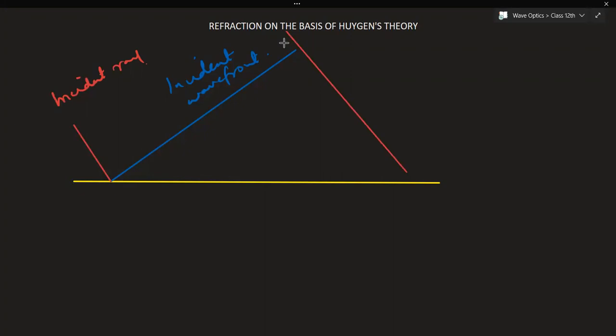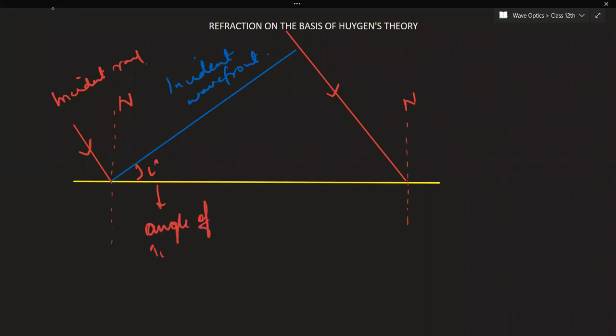The incident ray will also be there at a different point. These are incident rays. So this is your angle of incidence. Here you will be having a normal. Here also you will be having a normal. This is the angle of incidence. Fine, the angle of incidence is there.